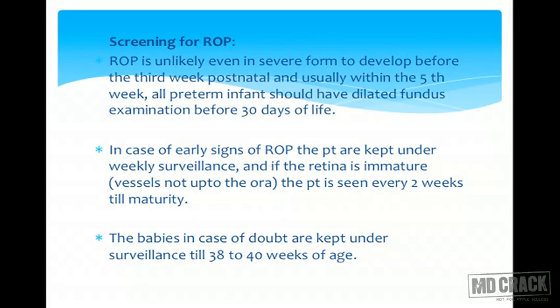Examination of the retina with indirect ophthalmoscope and scleral indentation should be done at least within the first 30 days of birth. In case of early signs of retinopathy of prematurity, the patient can be kept under weekly surveillance, and if the retina is immature and the vessels are not up to the ora, then the patient is seen every 2 weeks till maturity, that is around 38 to 40 weeks of gestation.